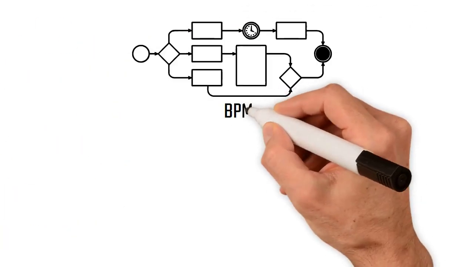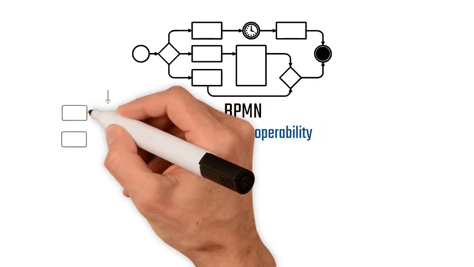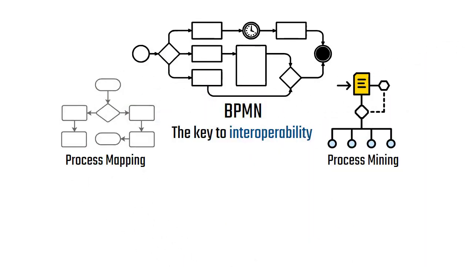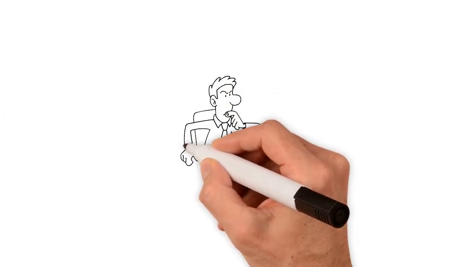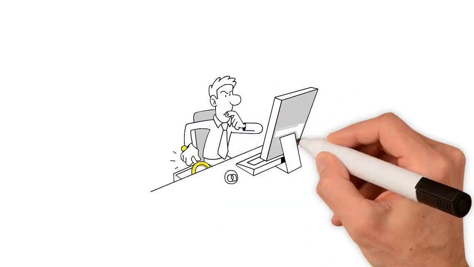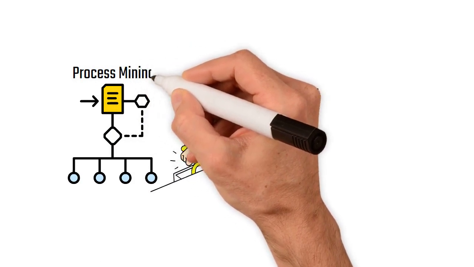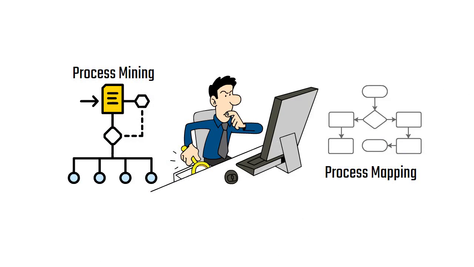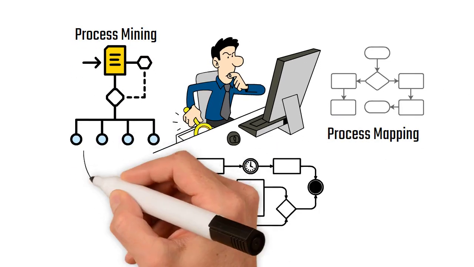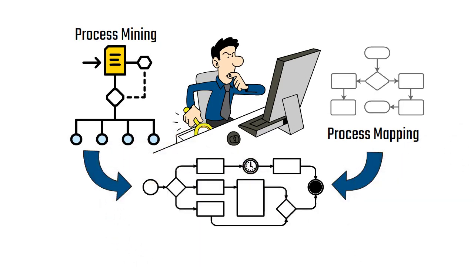Secondly, as I mentioned, BPMN is the key to interoperability between process mapping, process mining, and workflow execution software like BPM. Without the BPMN standard, it would be quite difficult and almost impossible to compare the results of a process mining exercise with the results of a process mapping exercise. The outputs are just too different. But since BPMN is a standard notation used by both capabilities, you can compare your process map with your mined process data.